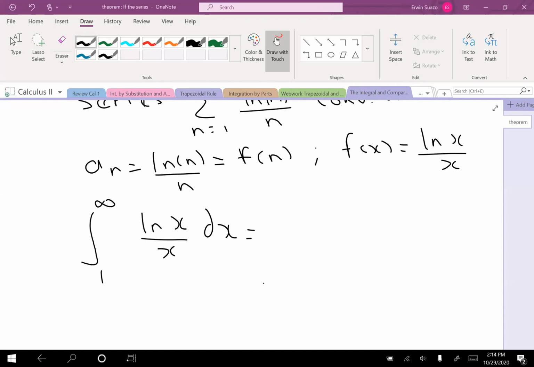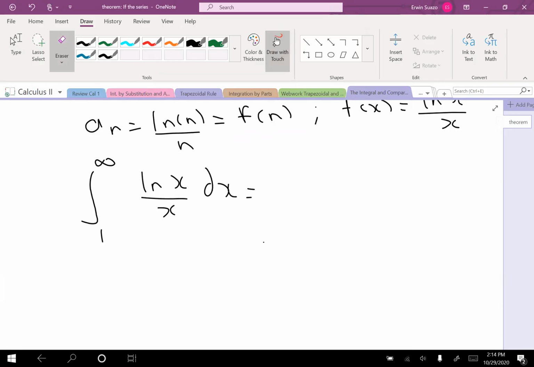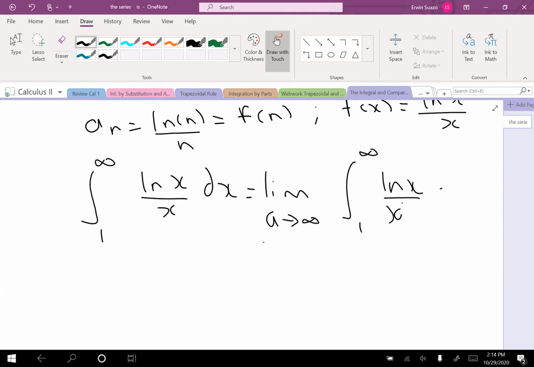Okay, so let's do it. What technique should I use to find this integral? Substitution. Okay, so what would be the substitution? ln x would be u. Let me write it here, the integral of ln of x over x dx. So u should be ln of x. Then du is 1 over x dx, correct?